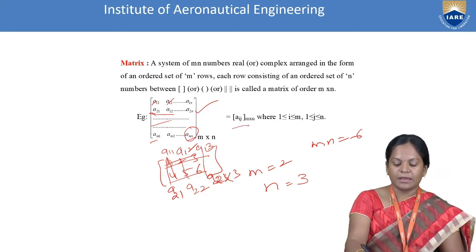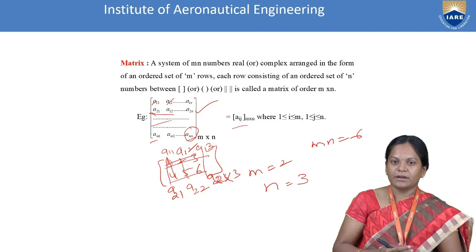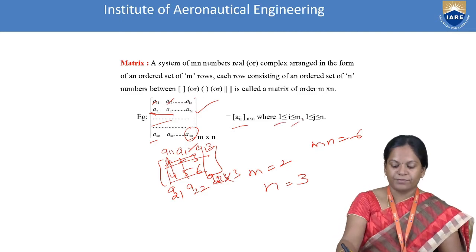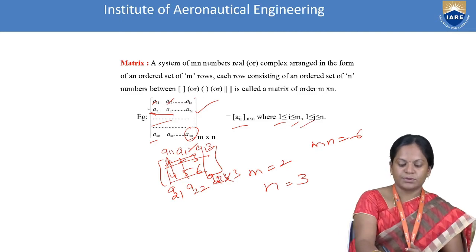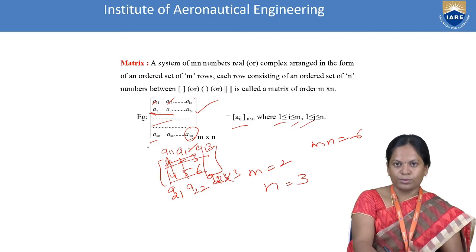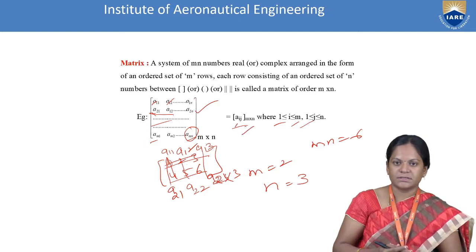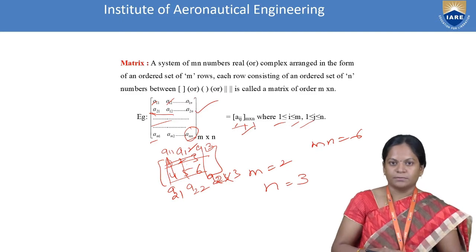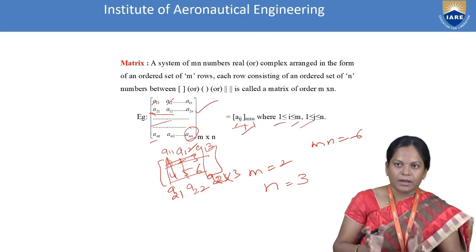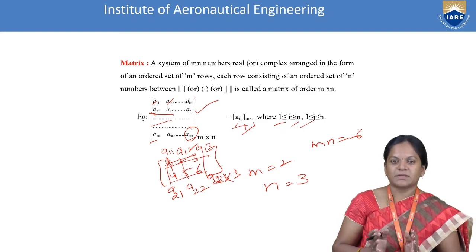So generally I am writing Aij of order m by n. Here i goes from 1 to m and j goes from 1 to n. I indicates the rows, that is the first row, second row and so on up to m rows, and j indicates the columns. So the general matrix is of the form Aij, m by n, where m indicates rows and n indicates columns. Any matrix, with real or complex numbers arranged in a set of rows and columns, is said to be a matrix, which is either a square matrix or a rectangular matrix and so on.